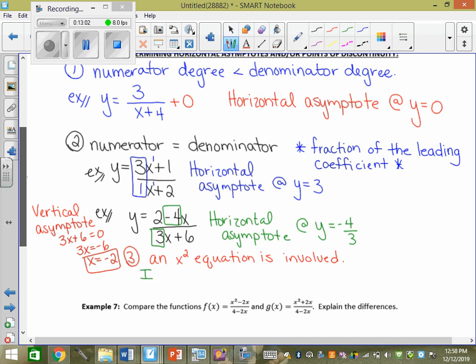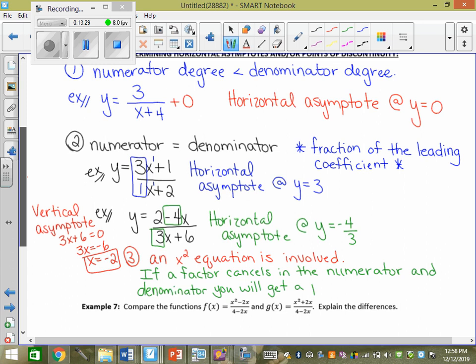If a factor cancels in the numerator and denominator, you will get a point of discontinuity. A point of discontinuity.